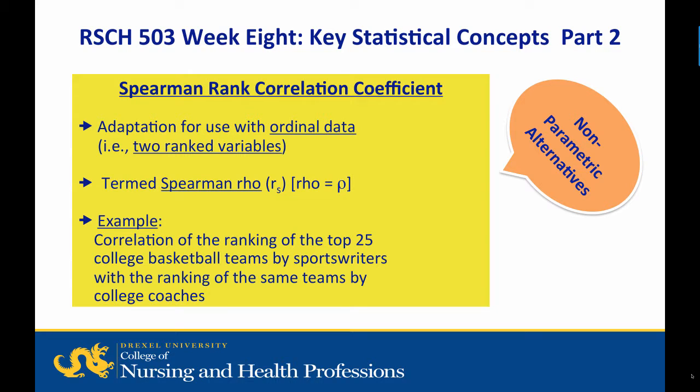The Spearman rank correlation coefficient is an adaptation of the Pearson's R for use with ordinal data. An example of the Spearman-Rowe coefficient is the correlation between the rankings of the top 25 college basketball teams by sports writers with the rankings of the same teams by college coaches. Since this coefficient is used with ordinal data, it is a non-parametric statistic.